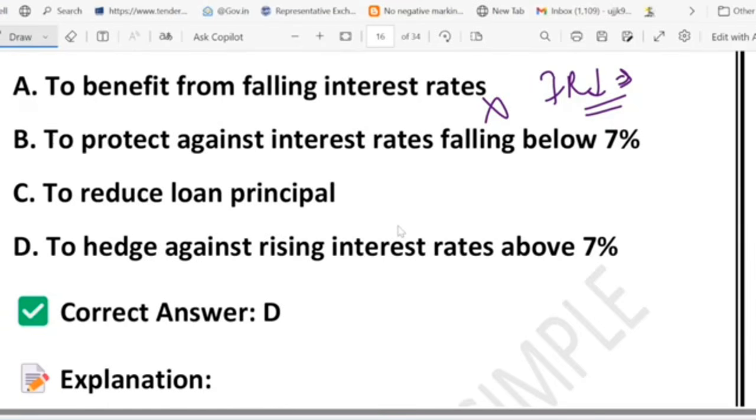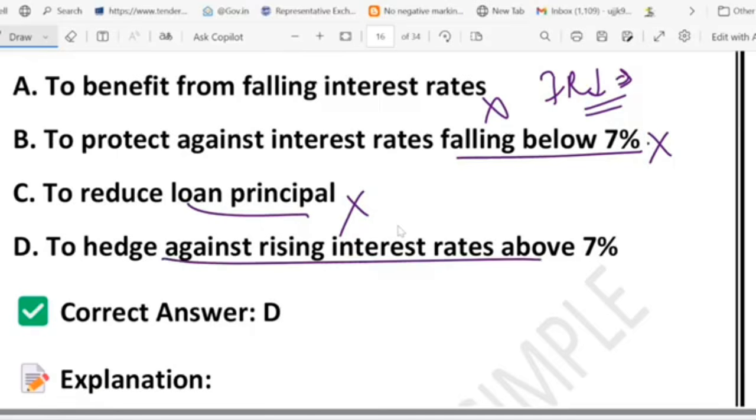Option B, to protect against interest rate falling below 7%. This is again wrong. That sounds more like a floor, not a cap. A cap helps when the rate goes above a certain level. A floor helps protect the minimum interest income, which is not the case here. Option C, to reduce loan principal. Again, it is completely incorrect. An interest rate cap has nothing to do with principal. It only manages the interest payment risk.